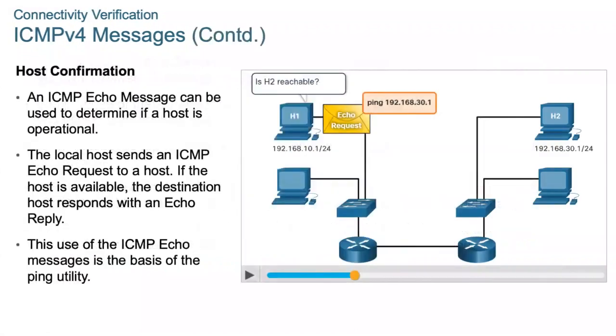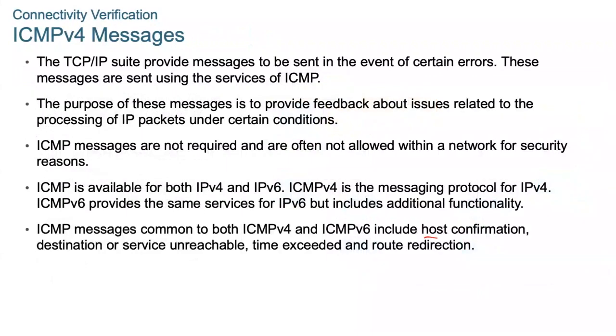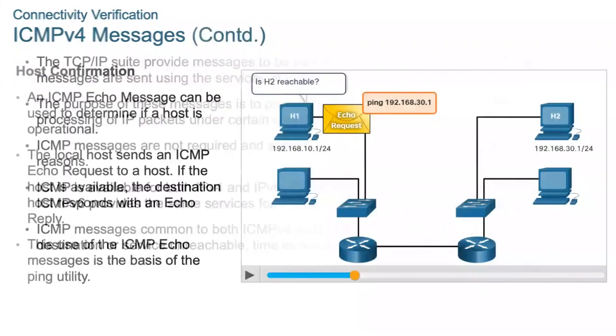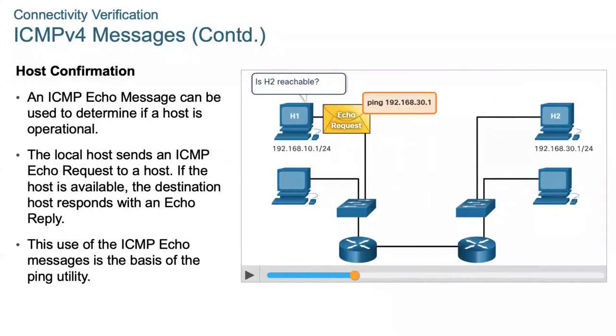If you see the first part, the host confirmation part, the ICMP echo packet will be sent from source to destination. If you consider this network, there are 4 hosts. These hosts are configured with IP version 4 to identify host 1 and host 2 in this network. In IP version 4, they are identified with the IP addresses.